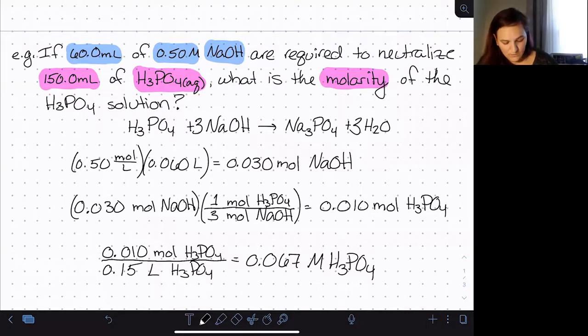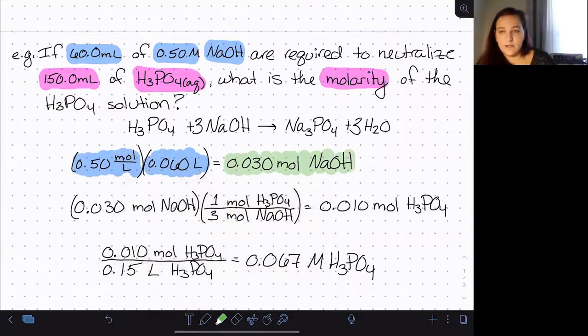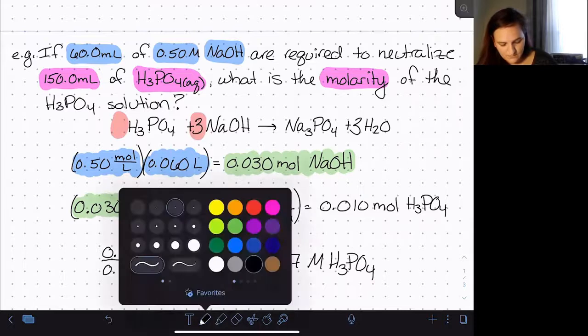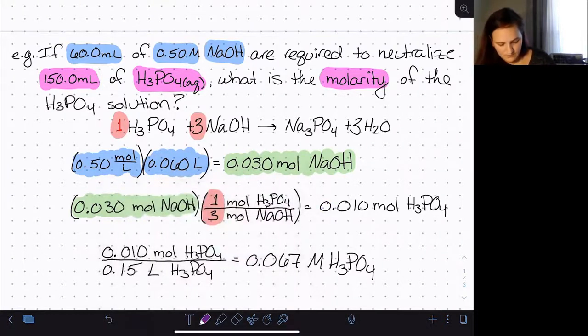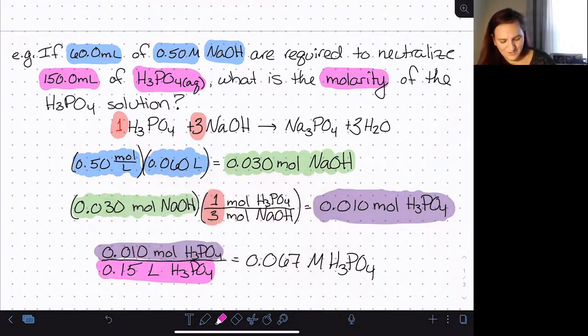So all we did here was take the information that we were given about the sodium hydroxide solution, and we used that to find how many moles of sodium hydroxide were present in that sample. Then we converted moles of sodium hydroxide using our stoichiometric coefficients, to find how many moles of H3PO4 must have been present in that solution, and then divide by the volume we were given to find our final molarity.